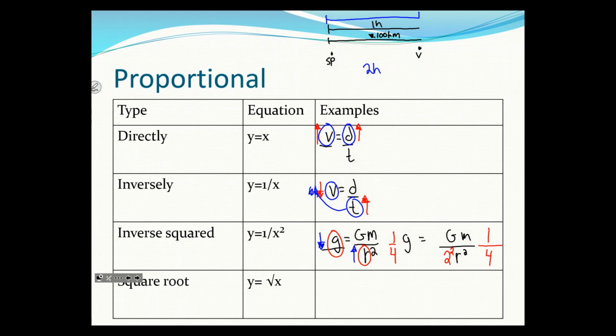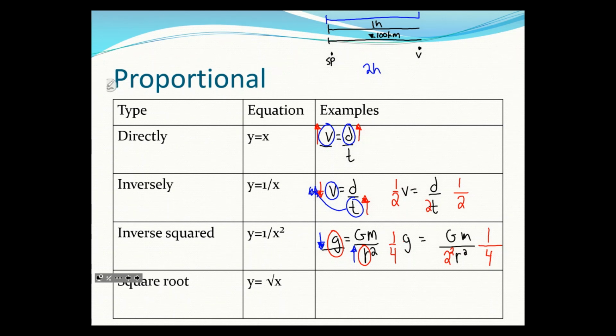As opposed to this one, let me write it out again. If I double my time, I'm doing nothing to the top and going 2 on the bottom, then I half my speed, right? So it just changes by a different amount.